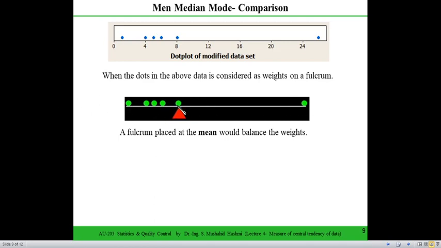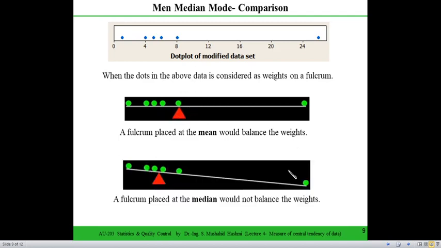And you know from your mechanics, there would be forces acting downward and creating a torque in the anti-clockwise direction, and this is creating a torque in the clockwise direction. So it is 26.1 kg at a large distance. The sum of the torque in the anti-clockwise direction and the sum of the torque in the clockwise direction would balance out so that it would be in equilibrium. So this is the feature of the mean.